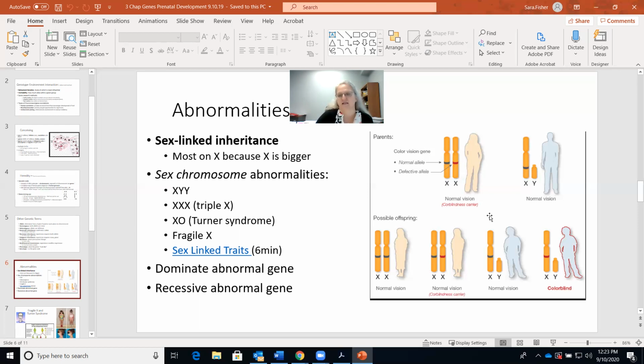In this case, he inherits mom's normal X and dad's shorter Y. So he has normal vision. In this case, he has dad's Y because he has to have a Y in order to be male, but he gets mom's abnormal colorblind X. So because he doesn't have a normal non-colorblind backup gene, he's going to be colorblind. And so these are said to be sex-linked because colorblindness is clearly not on the Y chromosome. There's not enough room.